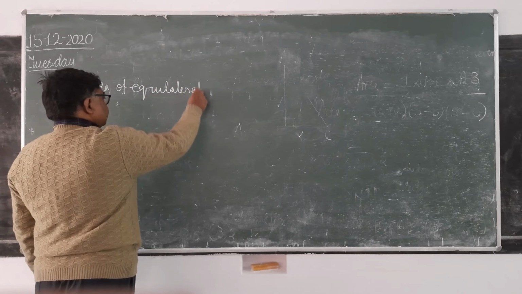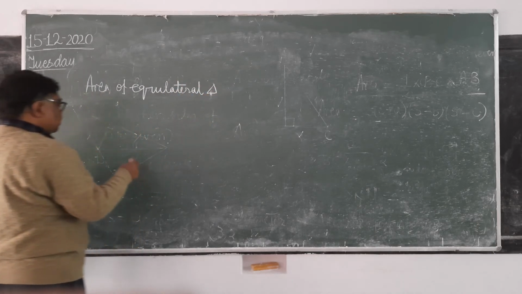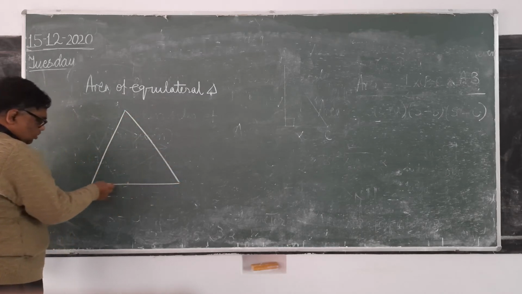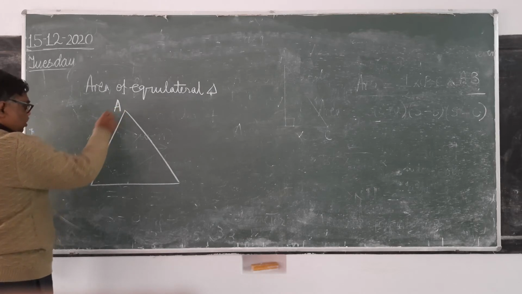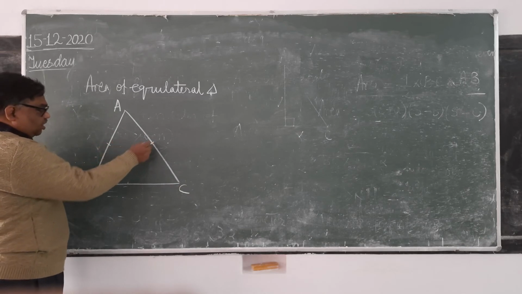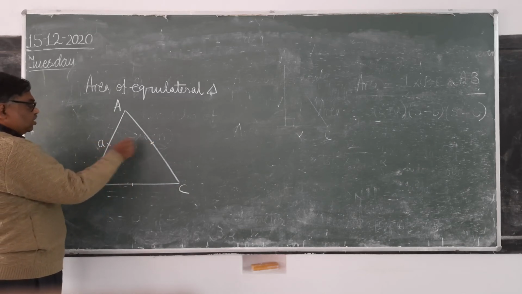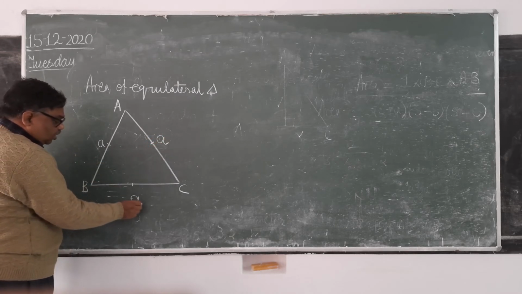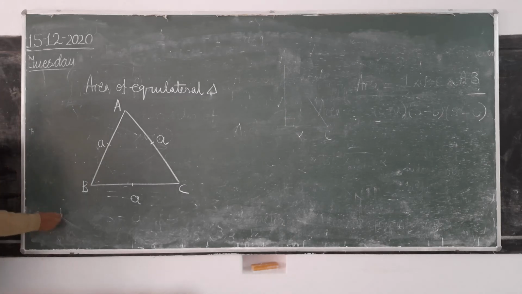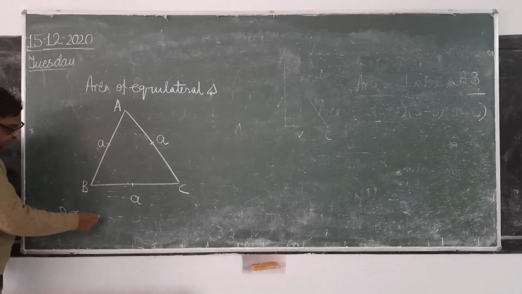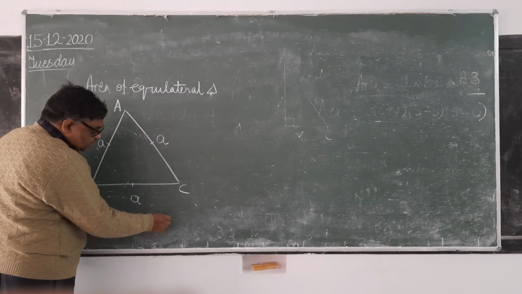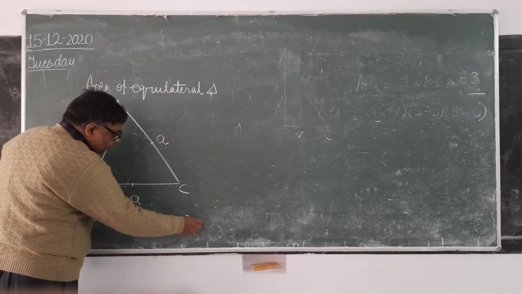Equilateral triangle. Now see here, this is the equilateral triangle ABC. Here all the three sides are of equal length, and we have assumed the length of each side as A. So what will be the perimeter here? It will be A plus A plus A, that will be equal to 3 into A.